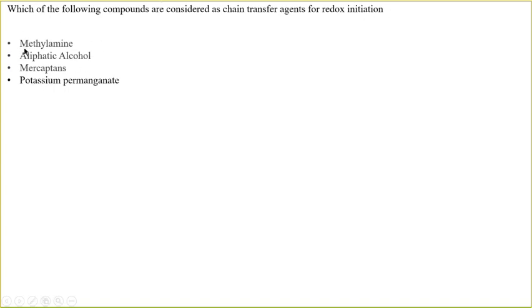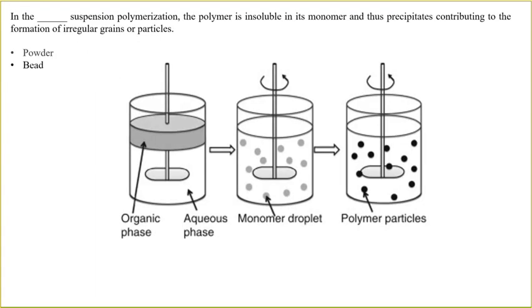This is quite a normal question because these are just a few examples of chain transfer agents for redox initiations, and you can quite easily identify them from the electronic configuration and how they are able to transfer the electrons to the other propagating chains, if you read about chain transfer agents and the redox initiation process.